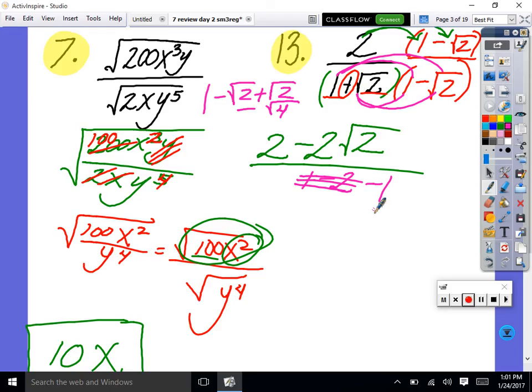So your final answer, because anytime we divide by negative 1, you'll divide each of those by negative 1. So 2 divided by negative 1 is negative 2, right? Negative 2 divided by negative 1 is positive 2 root 2. So this would be how we would write our final answer.